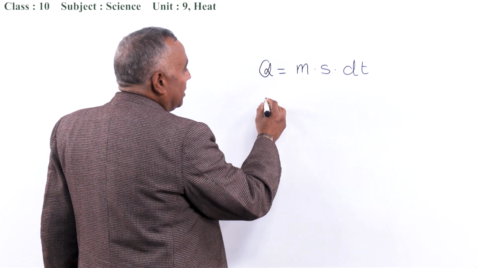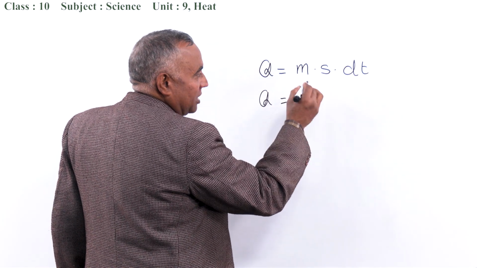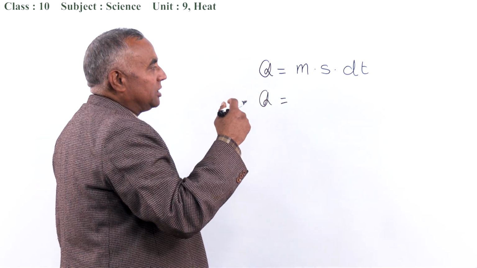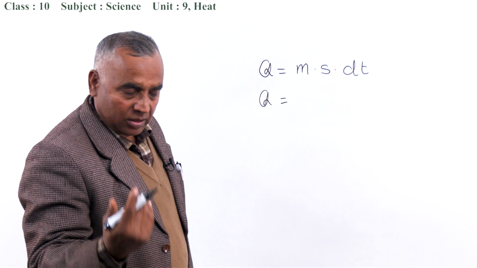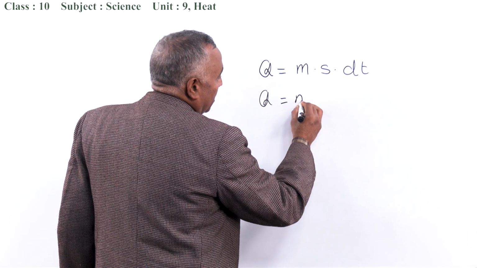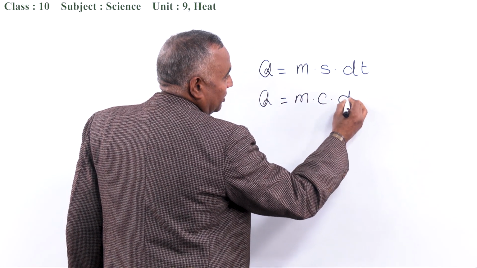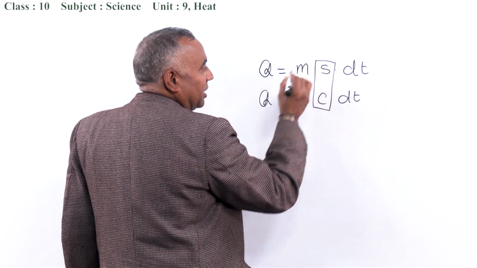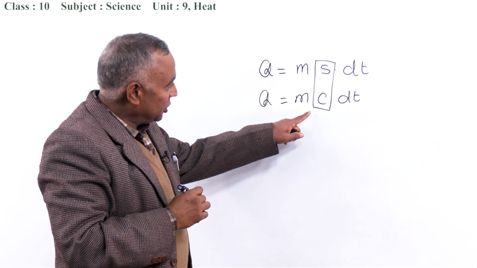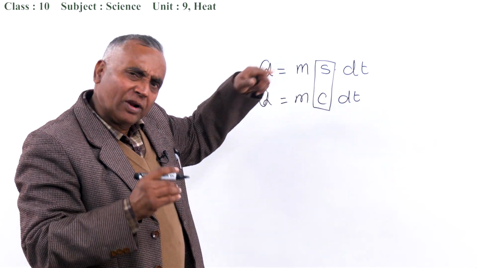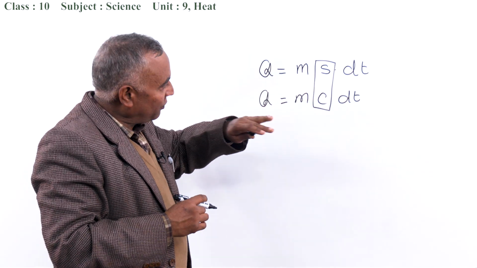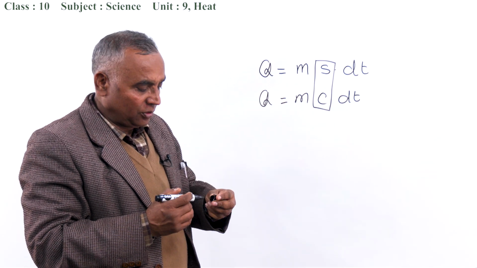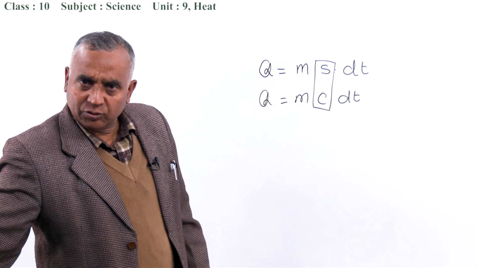In fact, globally, the trend of giving a symbol of specific heat capacity is that C is used. So you do not confuse these two. S and C are the same thing. Yes, C is also used instead of S. In our context, S is used. But if you are seeing an international source, you will find C. So C is also specific heat capacity. We can use it also.